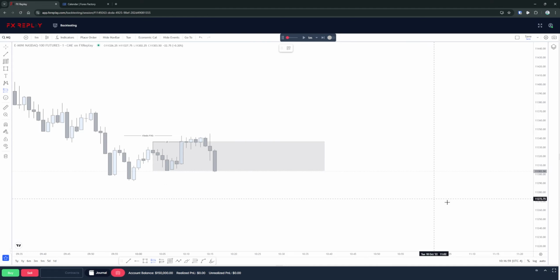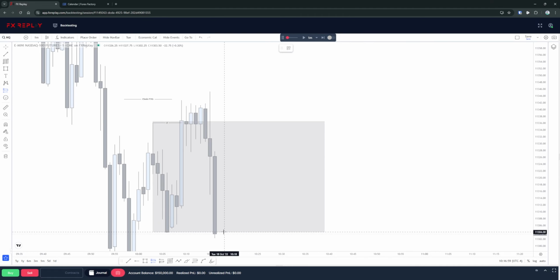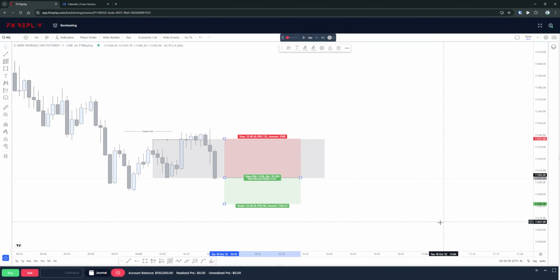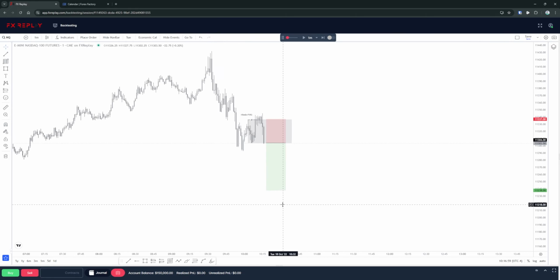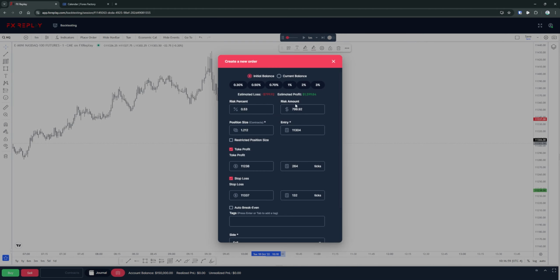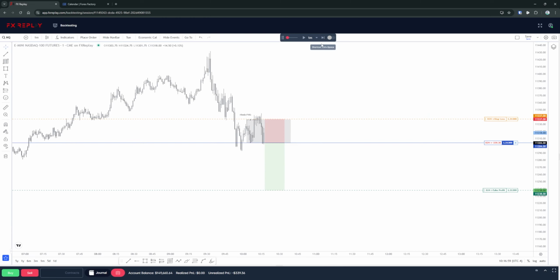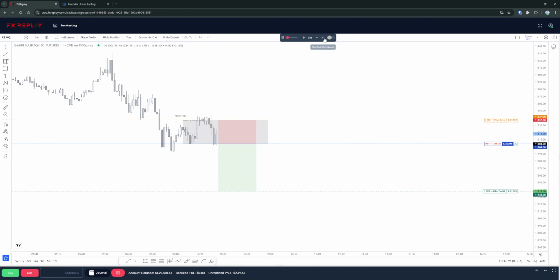With the closure at that breaker block, I'm entering here. I'm putting my stop up here, and I'm going to now target 2R. So this is the first trade of the week that I would be entering. So I'm going to place my order, $800, save, entered here, tapped in.